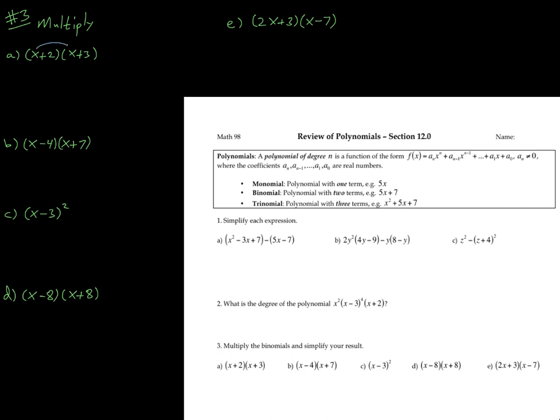Like in part A, I'm just going to distribute in this x here and here, and that's going to give us an x squared plus 3x. Then likewise we distribute in this 2, and that's going to contribute a 2x and a 2 times 3, which is a 6. Then it's just a matter of combining like terms. So we get x squared plus 5x plus 6.